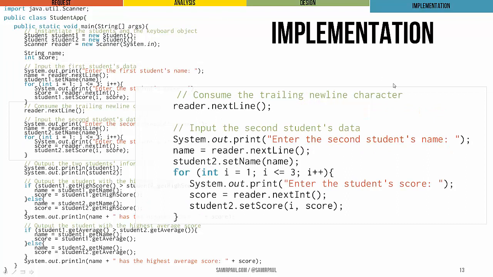You can see this one tricky little line of code here consuming the trailing new line character. We're actually going to talk about the need for this at a later time. For now, take it on faith, but we will treat this later. It's often a source of confusion for beginning students, so we will talk about it.